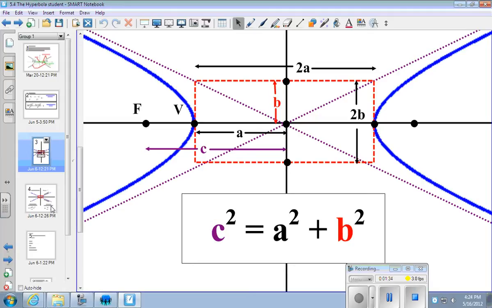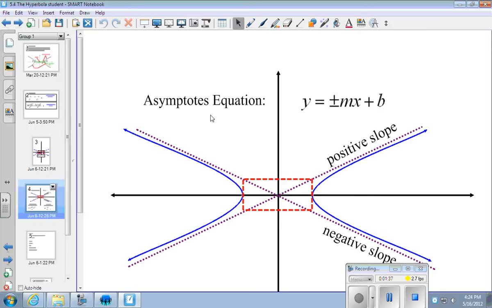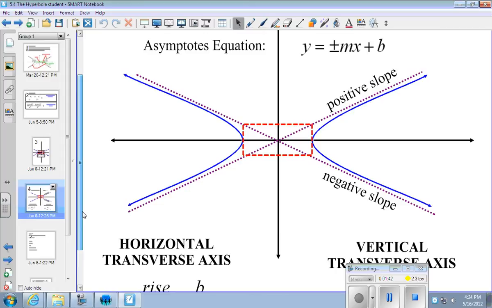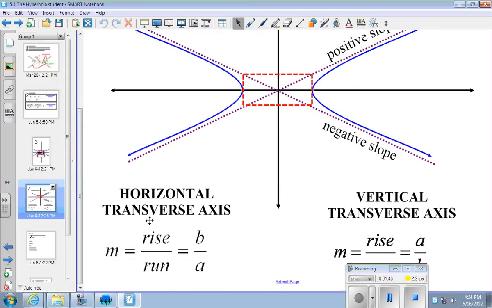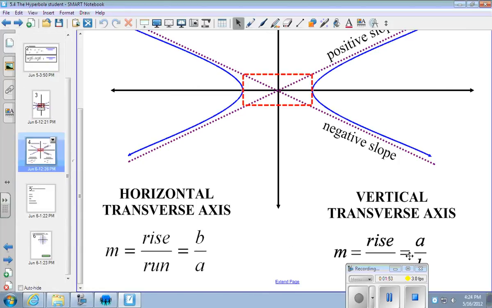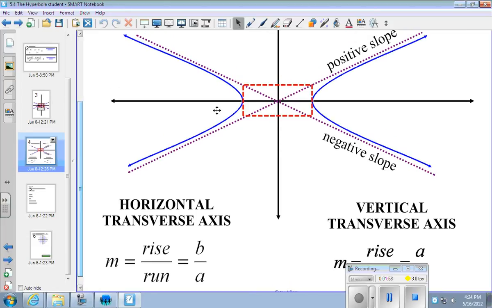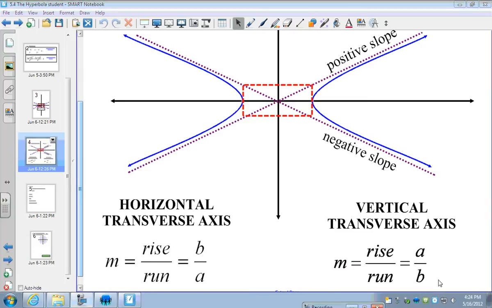So where that comes into play is to find the equation for the asymptotes. We'll have one asymptote with a positive and one with a negative slope. For a horizontal transverse axis, your slope is B over A, and if it's a vertical transverse axis, we're going to have A over B. One line will have B over A and the other will be negative B over A, and likewise here we would have A over B and negative A over B. So it depends on whether it's horizontal or vertical.